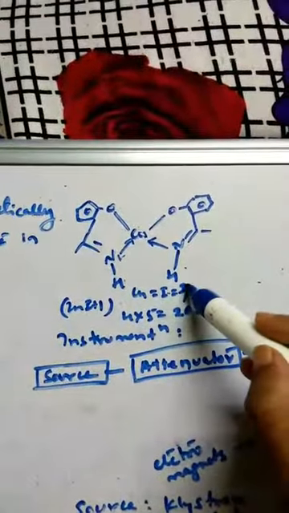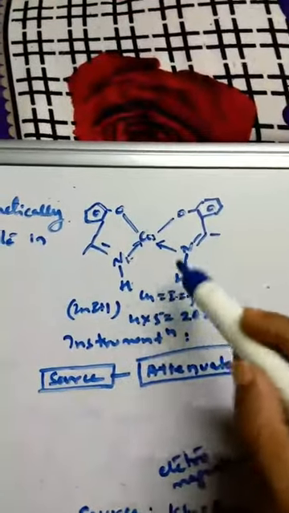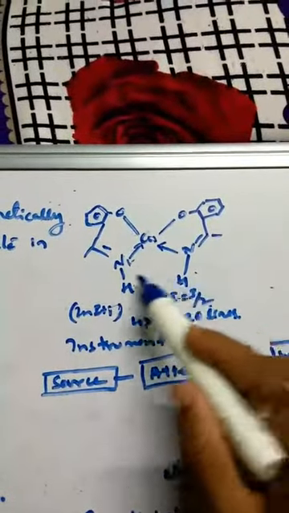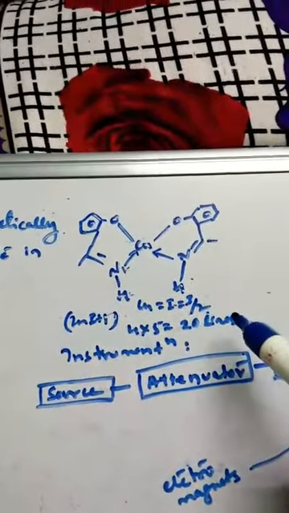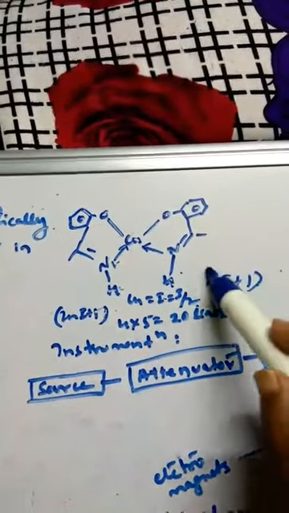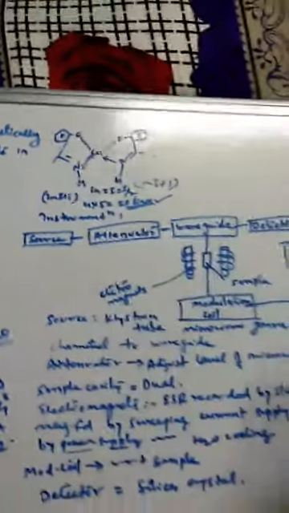So copper, we know, has a nuclear spin value I of 3/2. So you do again 2nI plus 1, and 2 hydrogens are there. So 3/2 gives 4, into 2 hydrogens. Just calculate with the formula 2nI plus 1, and you get 20 lines. So for this complex, how many lines are you going to get? 20 lines.